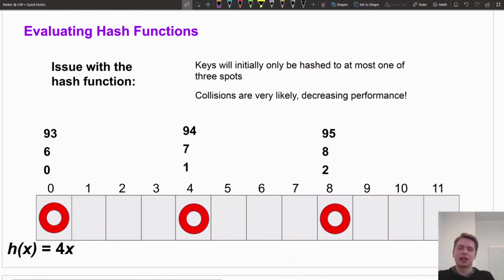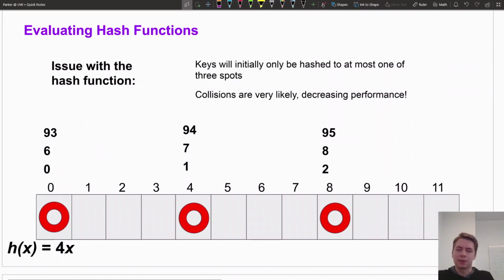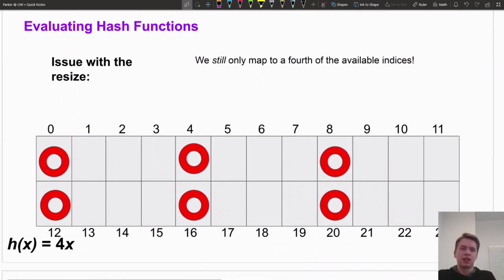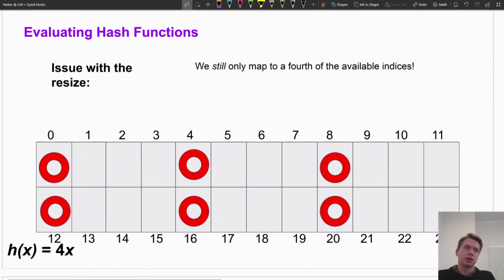That's going to result in a lot of collisions, a lot of long linked lists at these buckets, as well as decreasing the performance of our hash table. And if we try to double the size, we would find that instead of only mapping to 3 buckets, we would then only map to 6 buckets when we double the size. So we only slightly increase the number of buckets that we will map our key value pairs to. We still only map to 1/4 of the available indices.